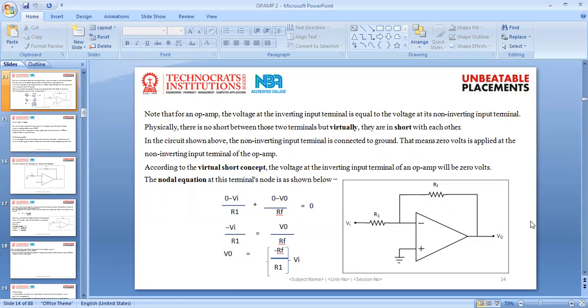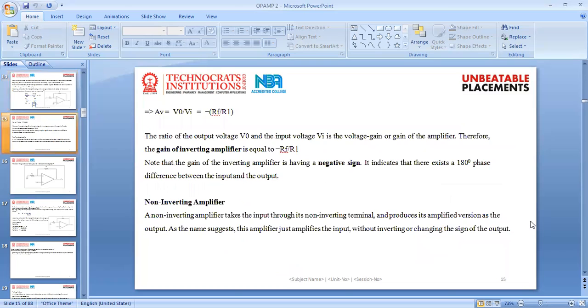The nodal equation applied at the inverting terminal gives: (0 minus Vi) upon R1 plus (0 minus V0) upon Rf equal to 0. From this we calculate the output voltage V0 equal to minus Rf by R1 into Vi. The gain Av is equal to V0 upon Vi. That is also called the voltage gain of the inverting amplifier. It is equal to minus Rf by R1.